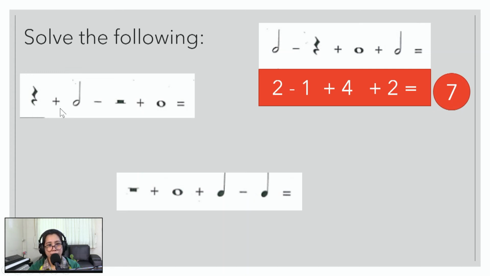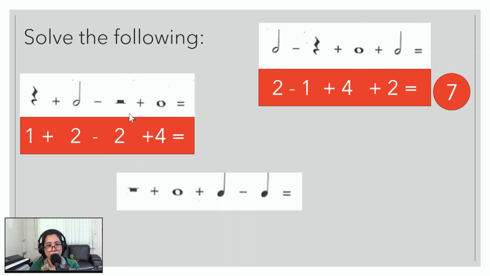Quarter rest plus half note minus half rest plus whole note. Okay, let's see the value of those. 1 plus 2 minus 2 plus 4 is equal to how many? What's your answer? The answer is 5.